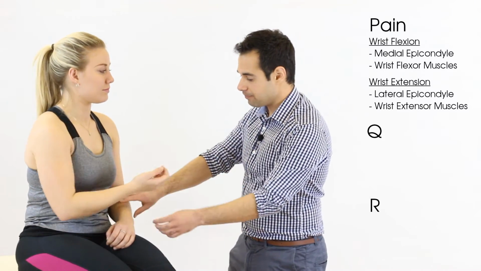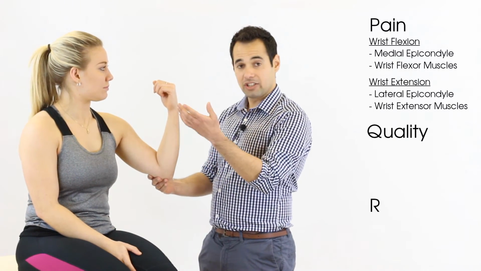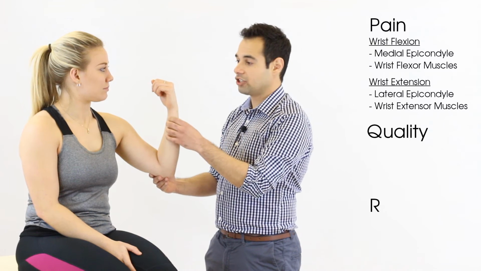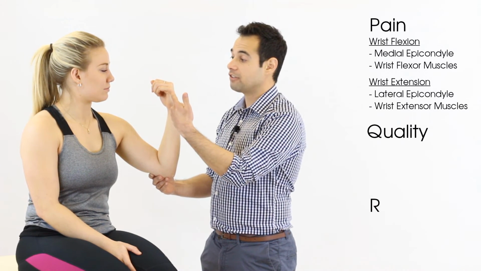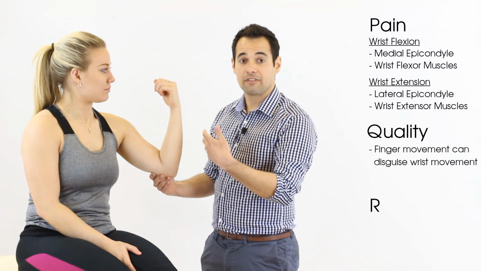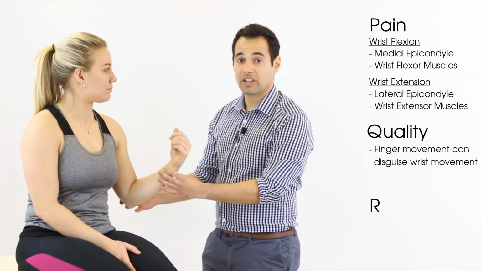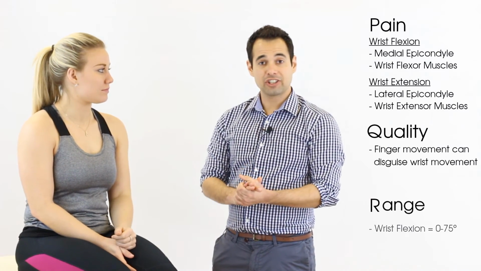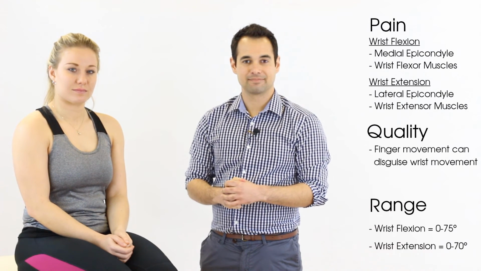Next, we're going to look at Q, and in terms of quality of movement, the thing to look for is, when the patient is doing their wrist flexion and extension, notice how much the joint is moving at the wrist as opposed to the fingers, as increased finger movement can give you a more deceptive sign of how much the patient is moving. And finally, we're going to look at R. In terms of wrist flexion, normal range is between 0 and 75, and in terms of wrist extension, normal range of movement is between 0 and 70.